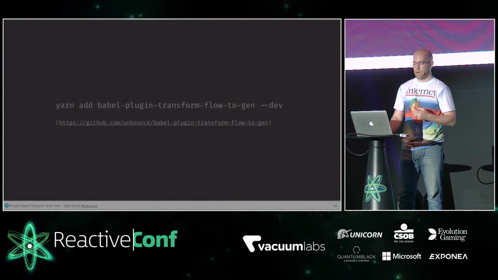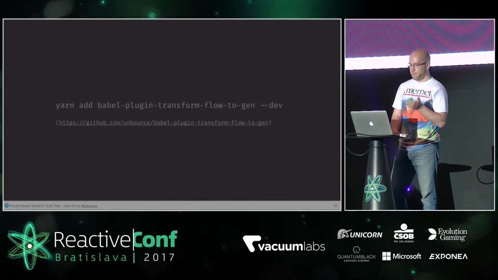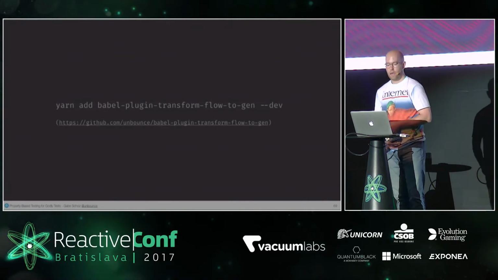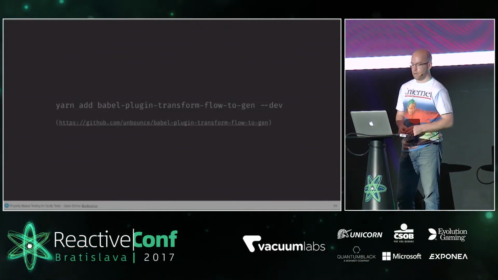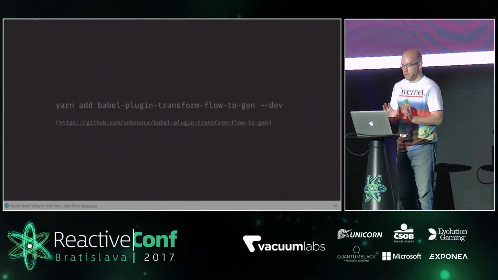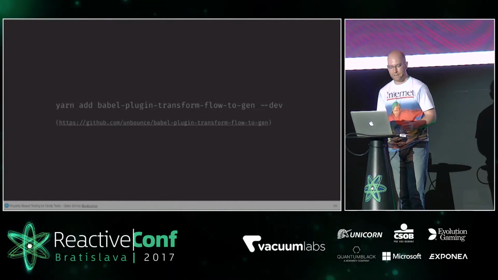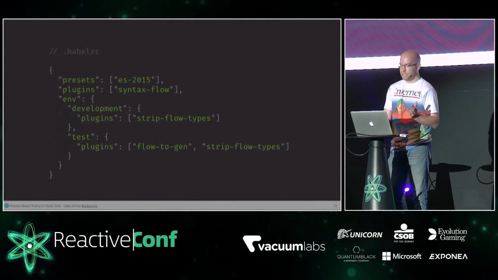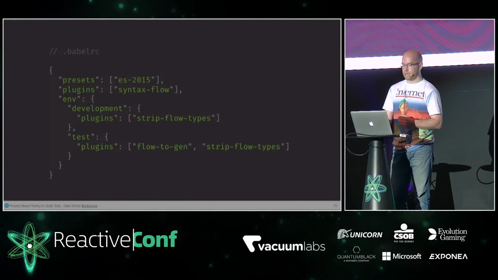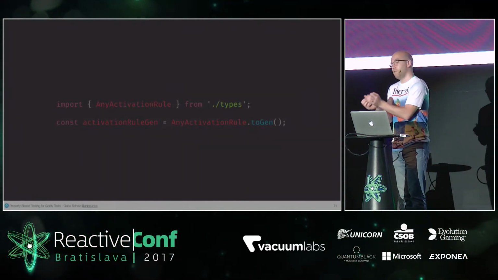So to get around this, what we did was we created a Babel transform called babel-plugin-transform-flow2gen. This is open source, and you can go and look at this if you want. It does what we want, so if you have issues with it, I probably will not merge your pull request. But it's really easy to integrate. You just add it to your test plugins before you strip your flow types. And then what it does is exactly what it says.